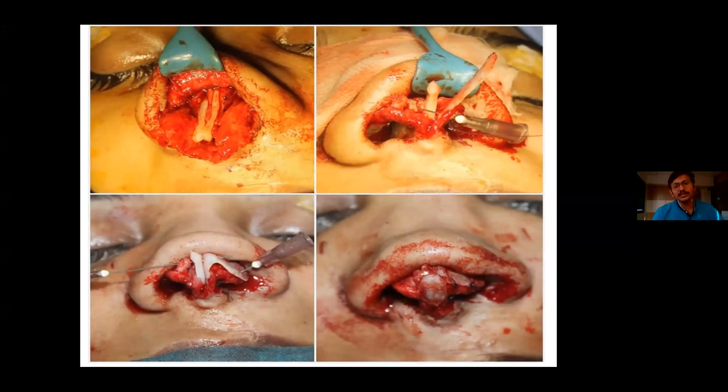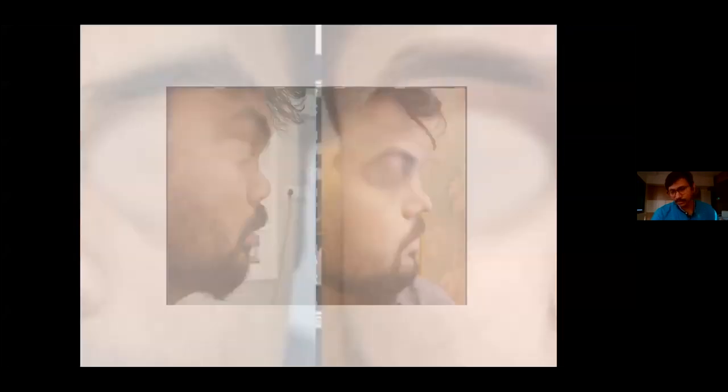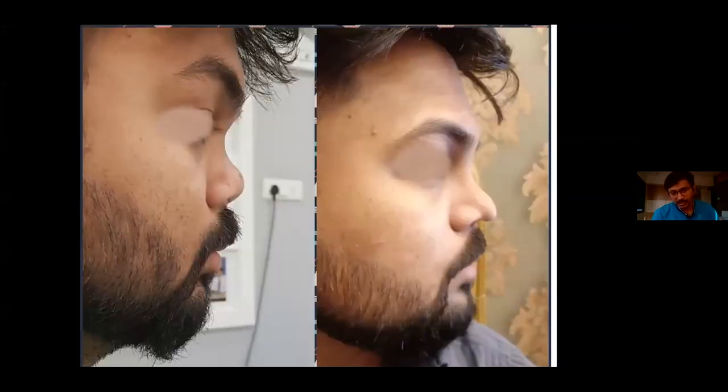We reconstructed his dorsum, total septal reconstruction of the dorsum, reconstruction of the lateral crus as well in addition, and we could get from here to here. We could nicely derotate his nose. We could give him a good projection, but the columella problem still persists. But still, I say that this is not a perfect result, but this is definitely an acceptable result.